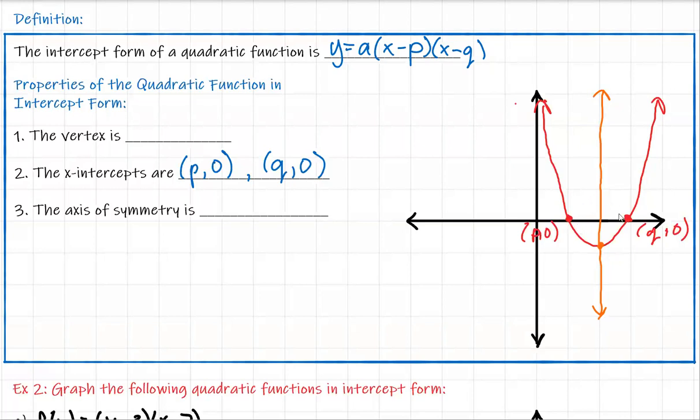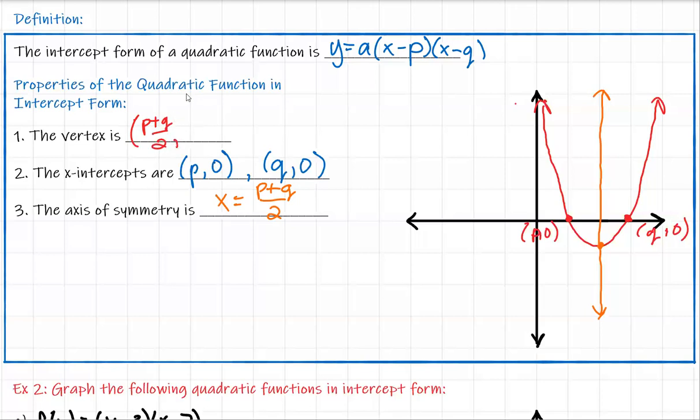So then how do we find something that's halfway between? Well, a fancy name for that location is the midpoint. And you find the midpoint by adding the two numbers and dividing by 2. It's also known as the average, right? So our axis of symmetry is given by P plus Q divided by 2. Take your x-intercepts, add them together, and then divide by 2. All right, so then we know that the x value of our vertex is P plus Q divided by 2.